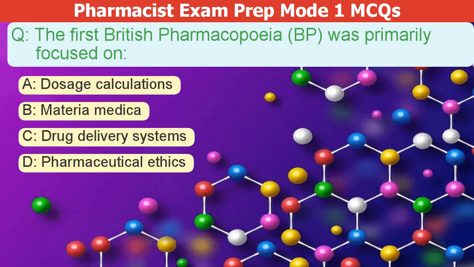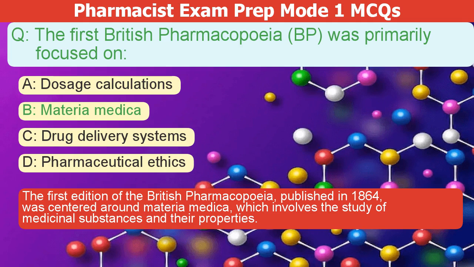The first British Pharmacopoeia, BP, was primarily focused on A. Dosage calculations. B. Materia medica. C. Drug delivery systems. D. Pharmaceutical ethics. The correct answer is B. The first edition of the British Pharmacopoeia, published in 1864, was centered around materia medica, which involves the study of medicinal substances and their properties.